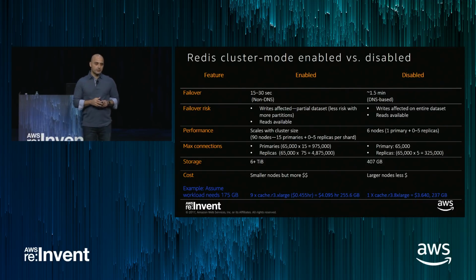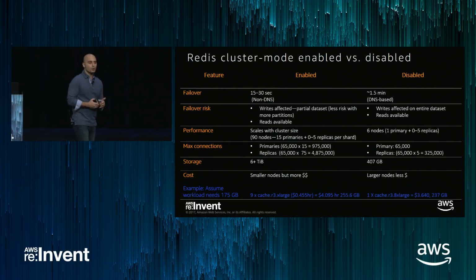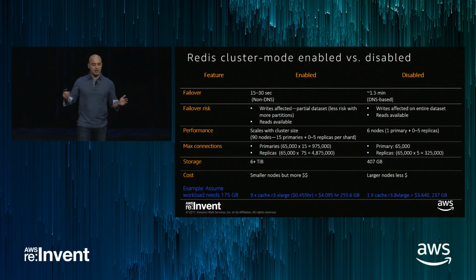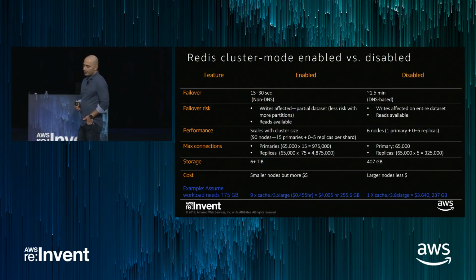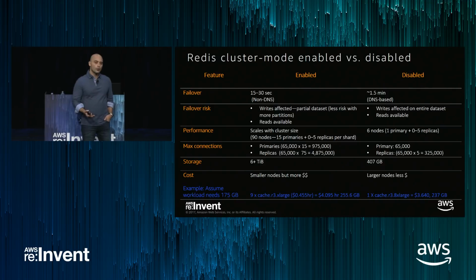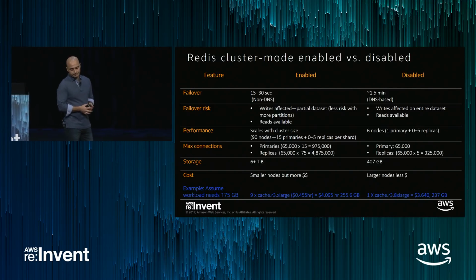The other difference here is with respect to performance. Because you have the ability to have many shards, you have the ability to write to many primaries at the same time. Because again, a shard consists of a primary and its associated replicas. So from a writing and from a reading perspective, you have more nodes to interact with. So its performance is going to be greater.